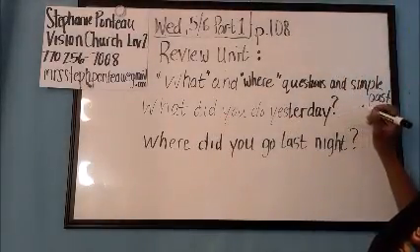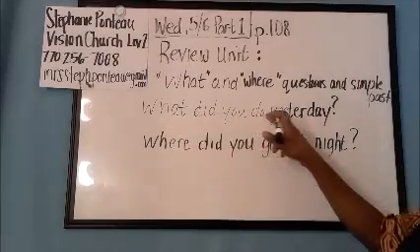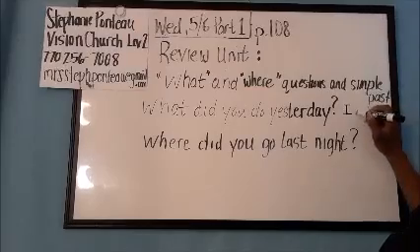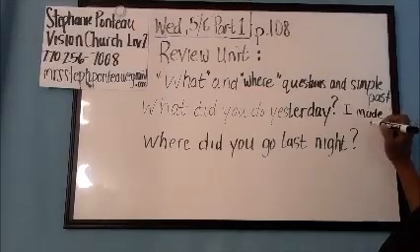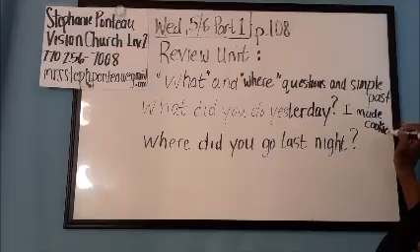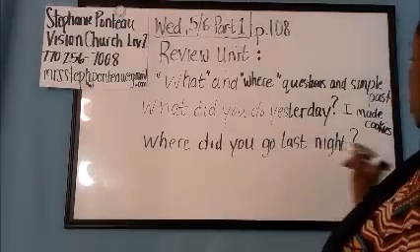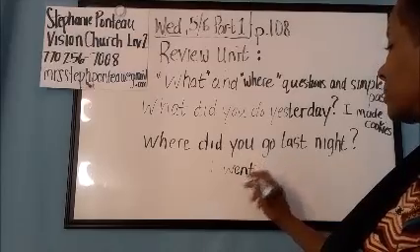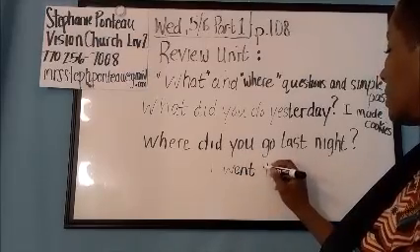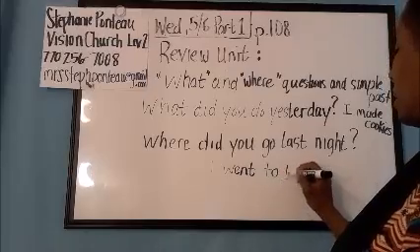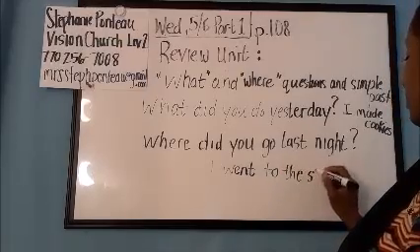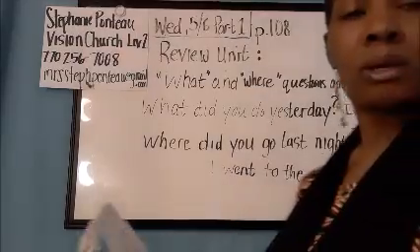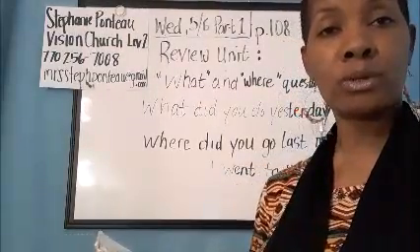I would answer this question here. What did you do yesterday? I made, which is the past tense, cookies. Okay, that's a simple past. Where did you go last night? I went, that's the past of go, to the store. All right, so that's what and where. What for activity, where for location.